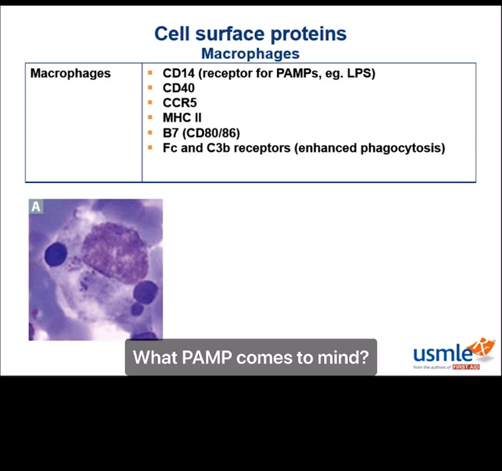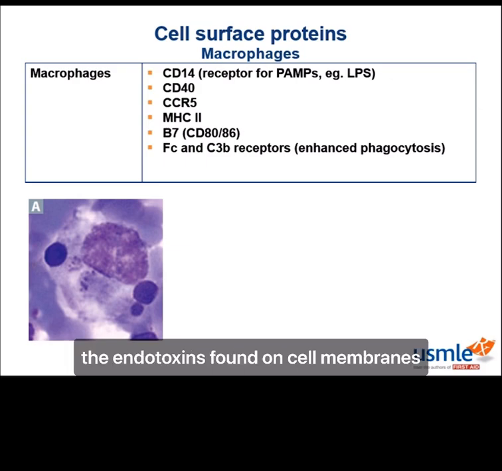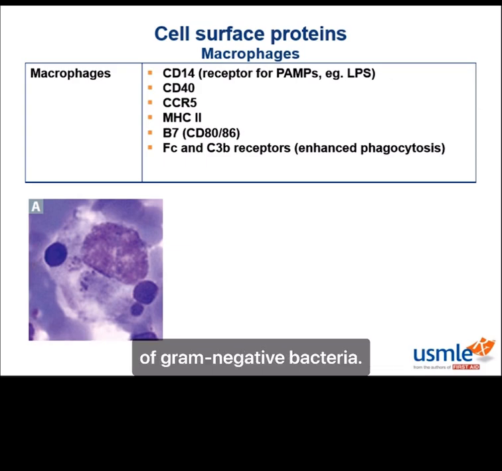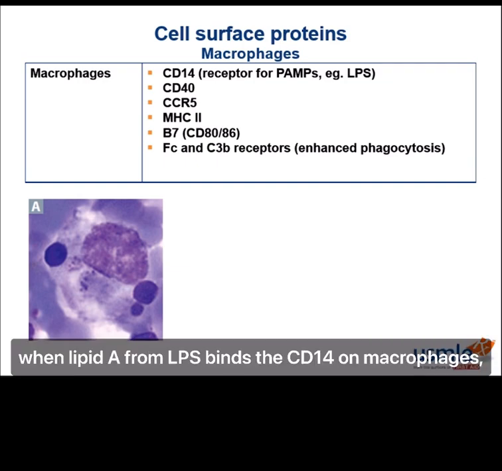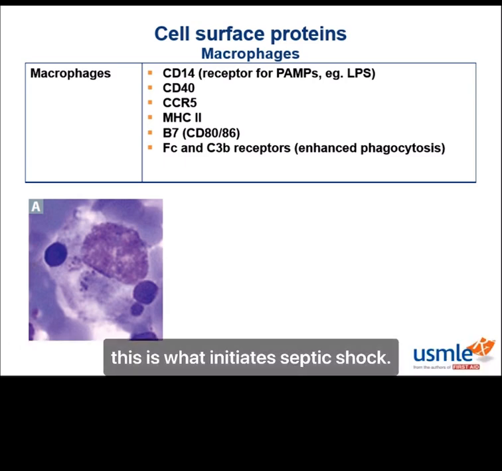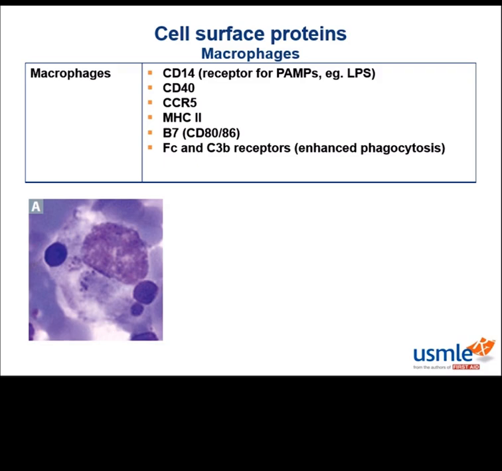What PAMP comes to mind? Maybe because it's already on the slide. Yeah, it's LPS, or lipopolysaccharides, the endotoxins found on cell membranes of gram-negative bacteria. Actually, to go a step further, when lipid A from LPS binds the CD14 on macrophages, this is what initiates septic shock. Alright, what else?